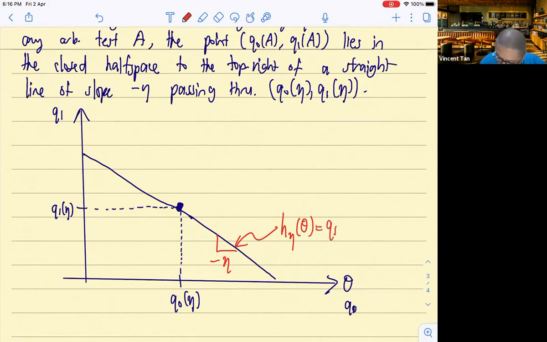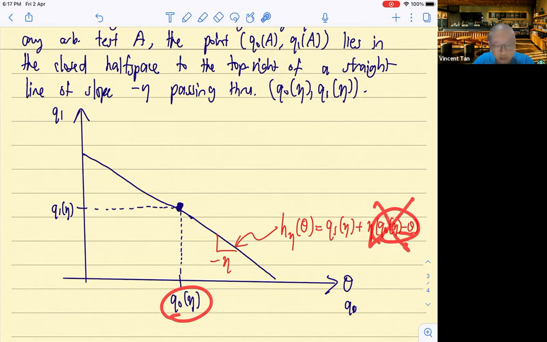Okay, so this is Q1. This is given by Q1 of eta plus eta, Q0 of eta minus theta. So let us check that this equation is correct. All right, so if I plug in theta equal to Q0 of eta, then this part vanishes, it gets killed. And I'm left with this part here, which is basically this value here. You agree? So if I take theta to be exactly equal to this, then I kill this term, and I basically get the y value.